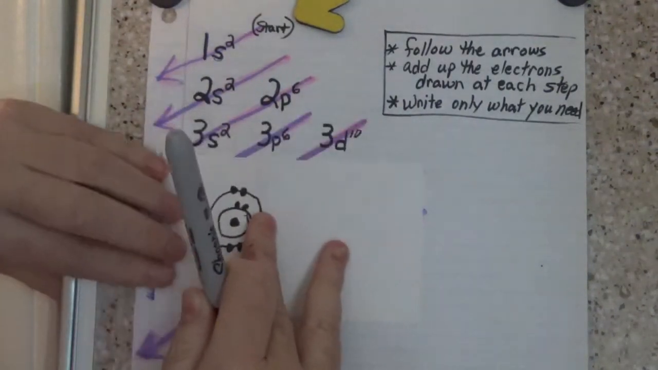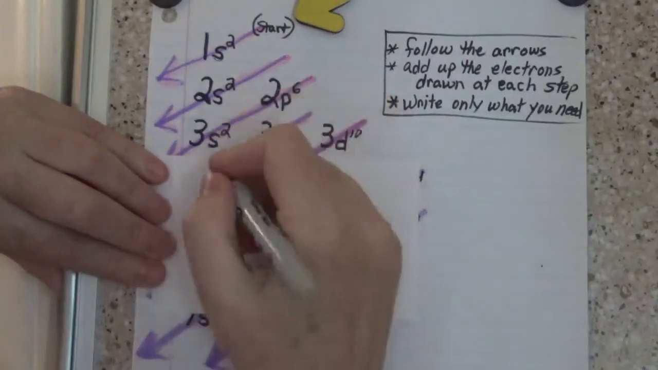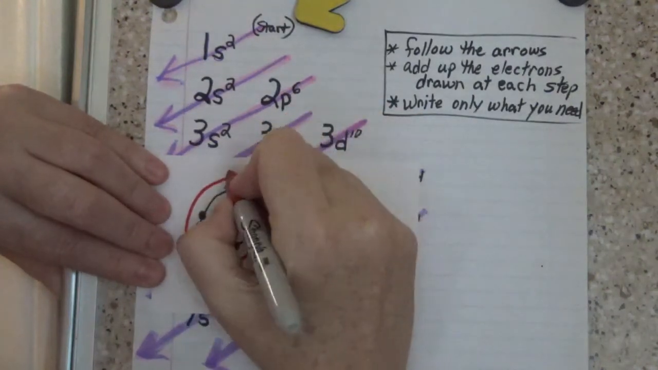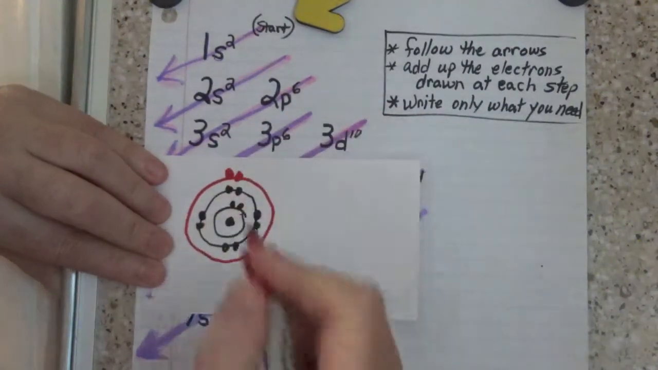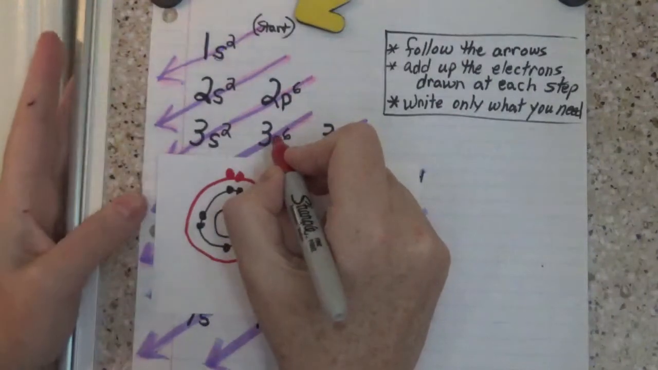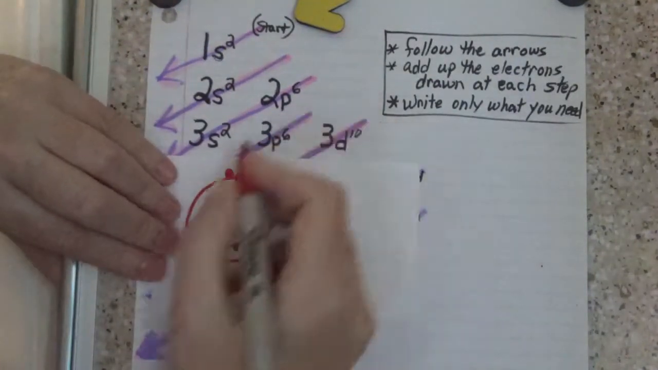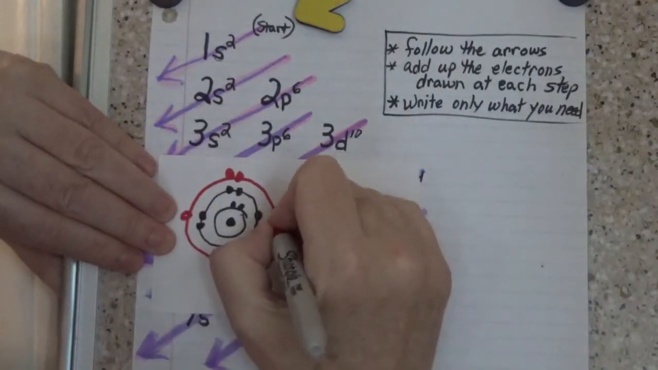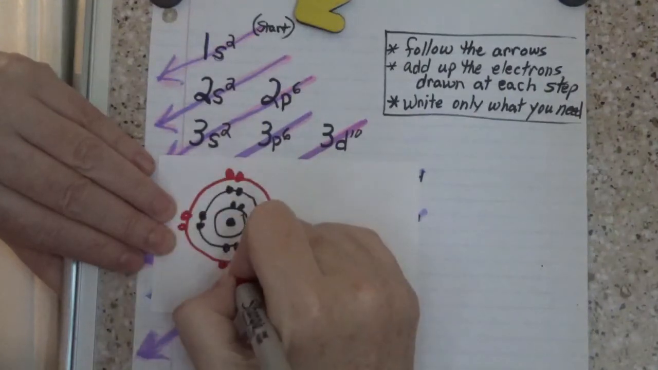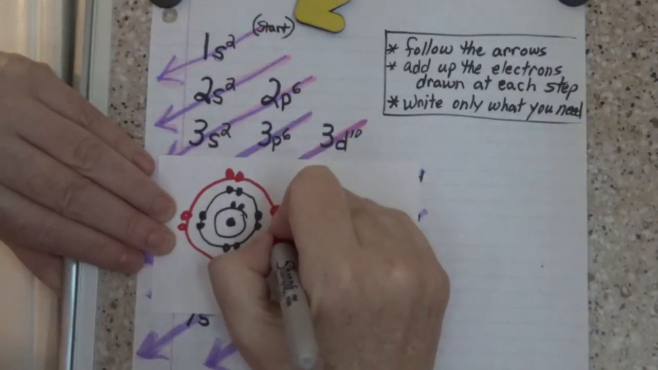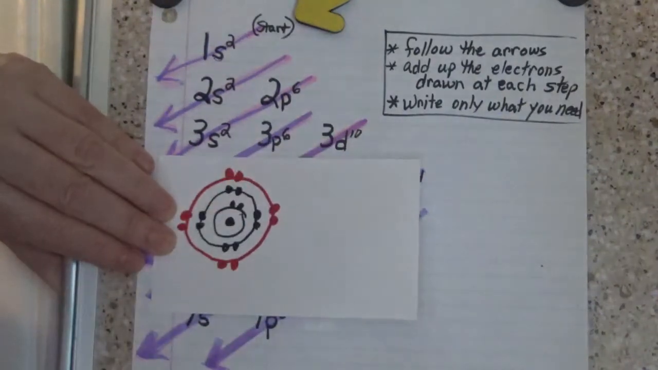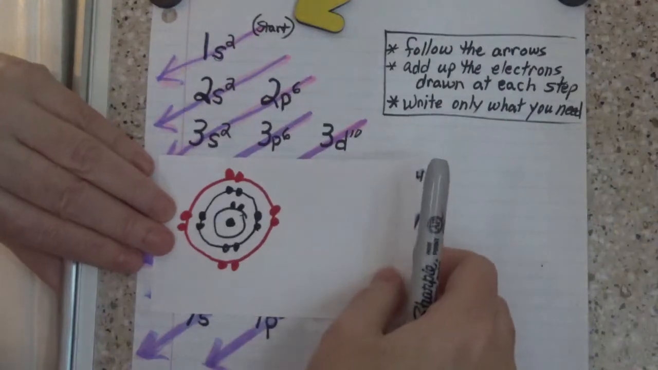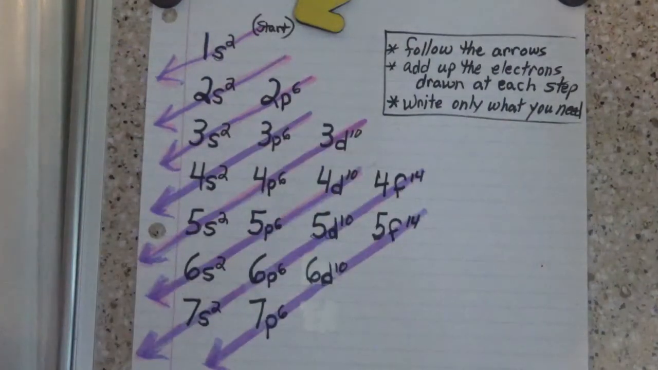Okay, the third level can hold 18. Now the third level, the first sublevel is s, and it can hold 2 electrons. Then p is the next sublevel, and it can hold 6. 1, 2, 3, 4, 5, 6. Now if I stopped right now, this would be the element argon. After that, they kind of stopped following the rules, so I'm not going to draw that anymore.